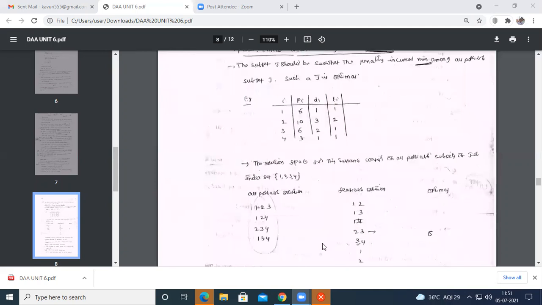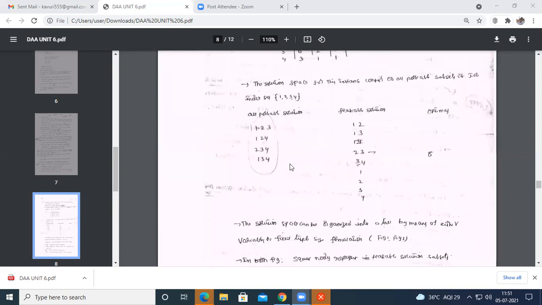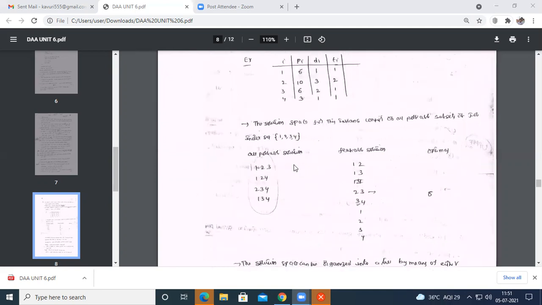The possible solutions are 1 2 3, 1 2 4, 1 3 5, 1 3, 1 2, 1 3. Among all the possible solutions you are finding the optimal solution, which means the jobs completed within the deadline.